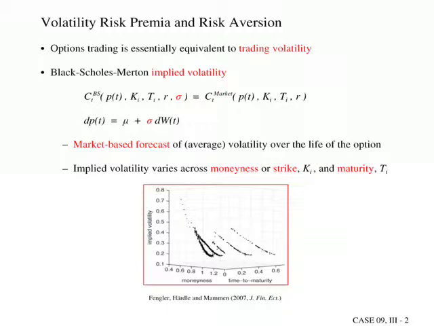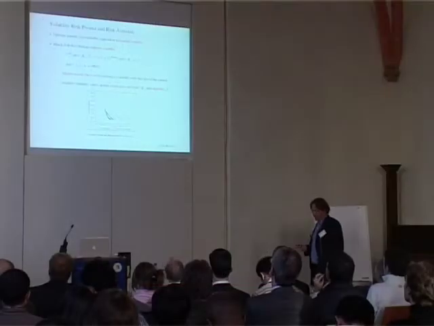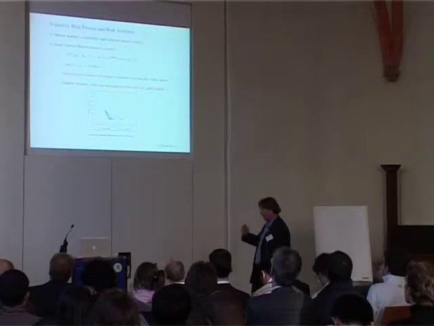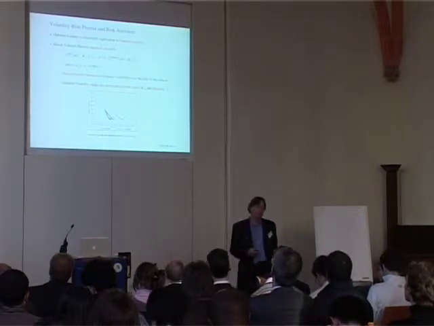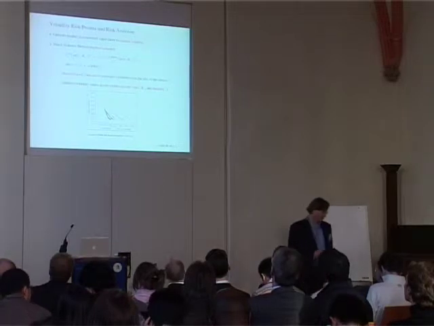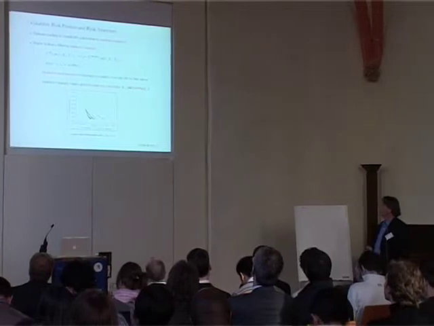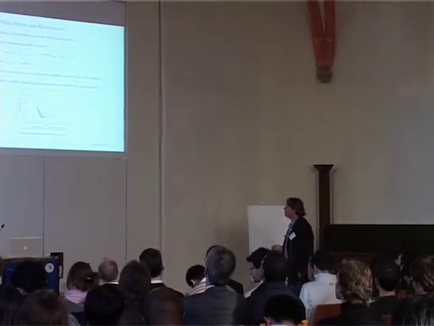The Black-Scholes implied volatility is then the volatility that makes the Black-Scholes price equal to the actual market price of the option with the particular characteristics you're looking at. We can view this in many ways as a market-based forecast of the volatility of the underlying asset on which the option is written, over the maturity time of the option.